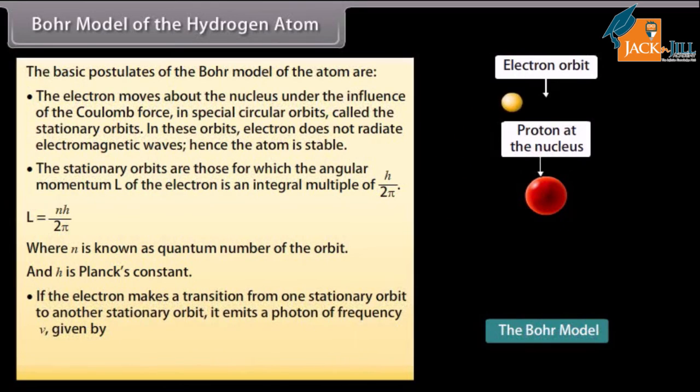If the electron makes a transition from one stationary orbit to another stationary orbit, it emits a photon of frequency ν, given by (Ei − Ef)/h.